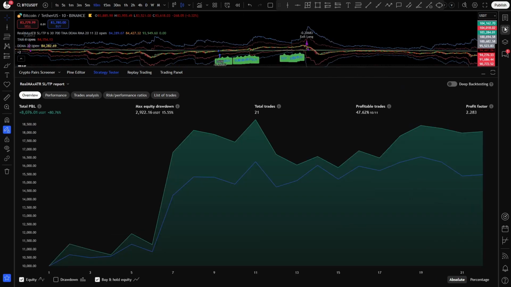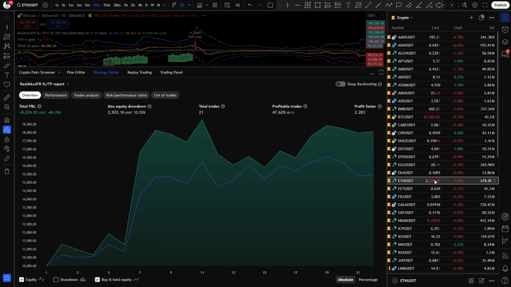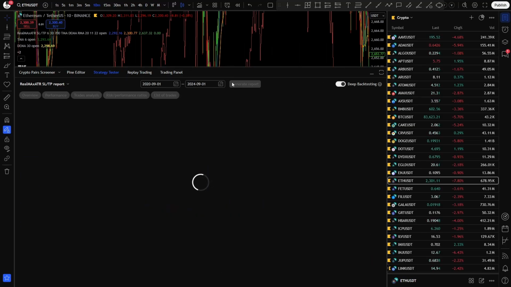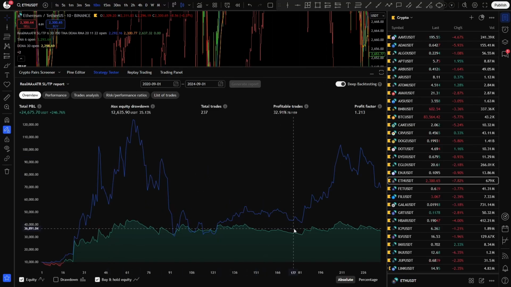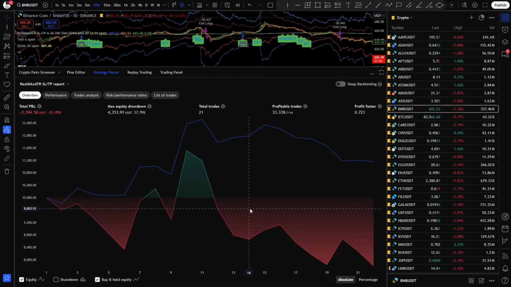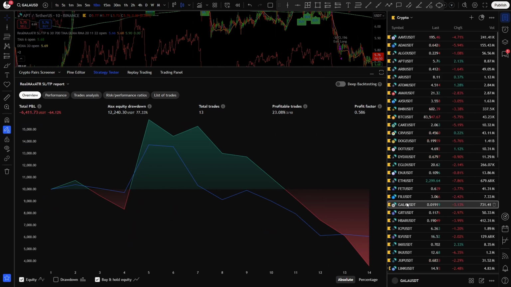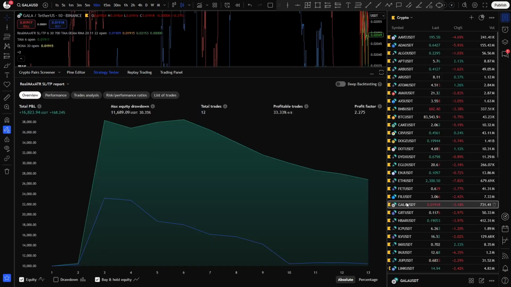What about a few other assets? Let's see Ethereum first. It's profitable. I will check the 4-year performance, I'm interested in that. Well, it is profitable, but the buy and hold is much better. What about BNB? That's losing. Aptos is losing too. And let's see Gala for example. And Gala is profitable. It's pretty good actually, 168% net profit with a 30% maximum drawdown.